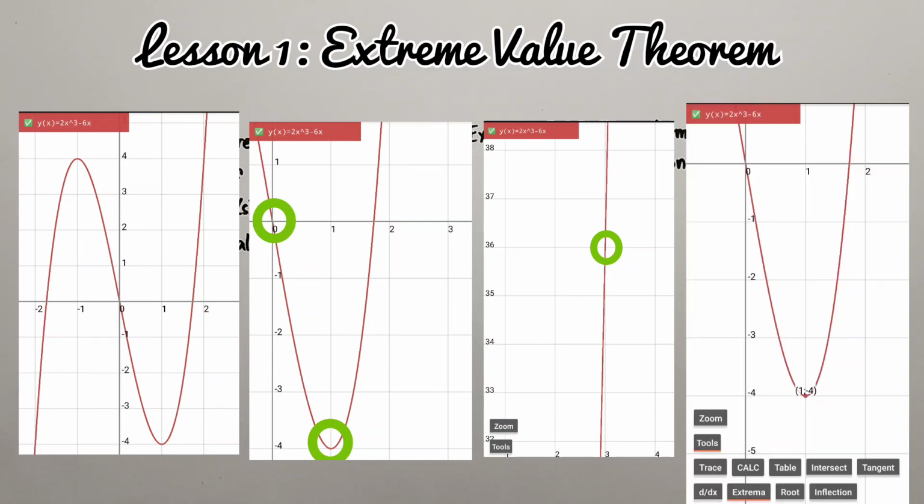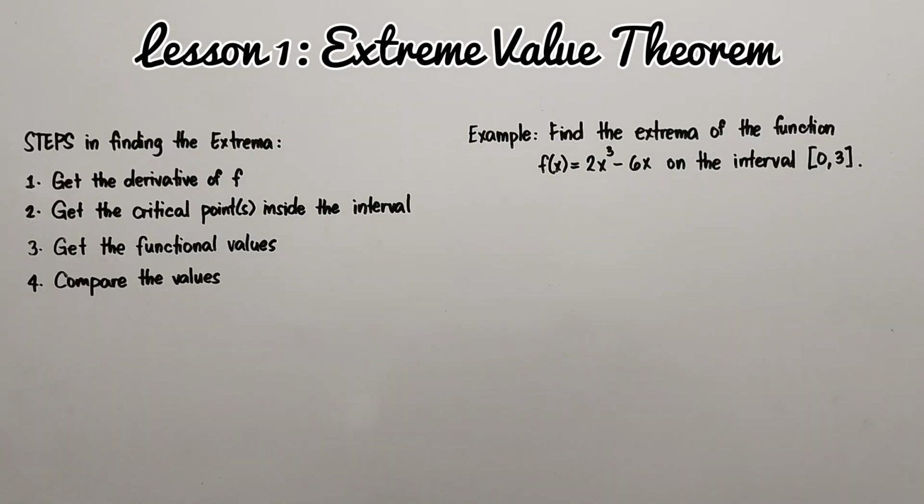If you click the tools, choose the box extrema, and we get a coordinate of (1, −4), which means that the minimum value of the function f is negative 4. How about the maximum? Of course, if we consider the entire graph, its behavior is that it goes to positive infinity. Since we are only within the bound of [0, 3], then at x equals 3, f(x) is 36, and that is the maximum.